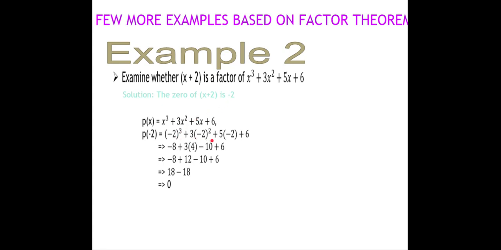On solving, you open the brackets very carefully. Minus 2 cubed is minus 8, plus 3 was getting multiplied with the square of minus 2, which happens to be 4. 5 multiplied by minus 2, that is minus 10, and so on. You get the remainder as 0. So by factor theorem, x plus 2 is a factor of the given polynomial.